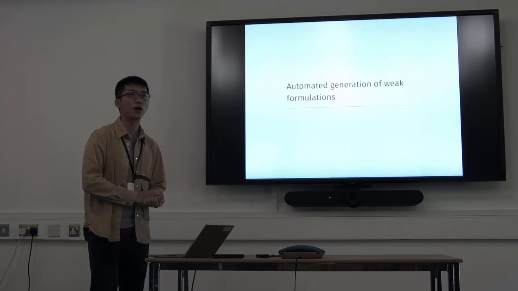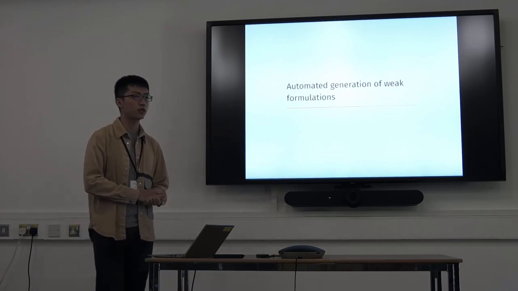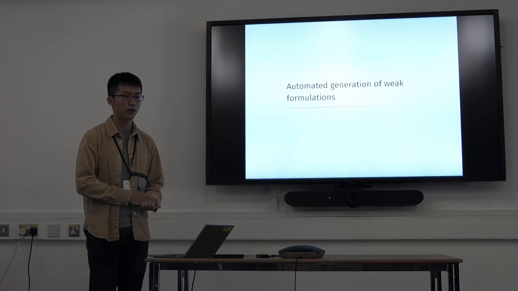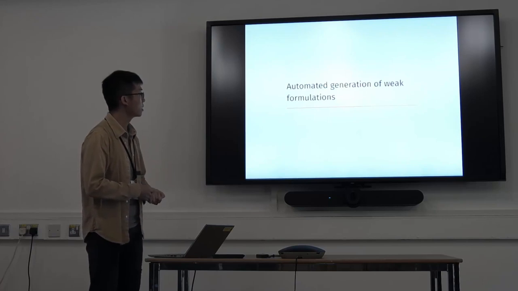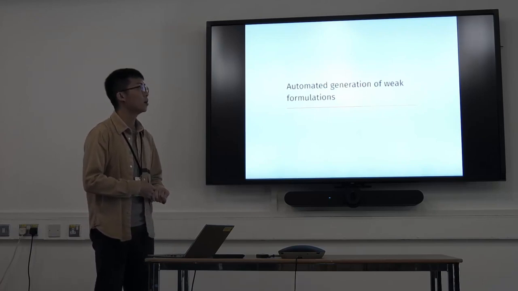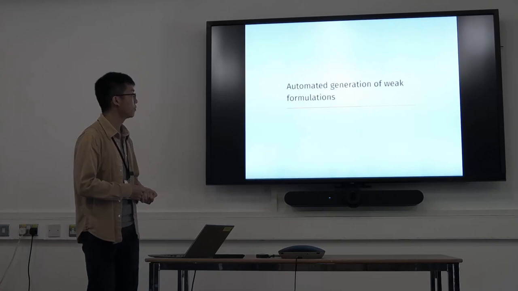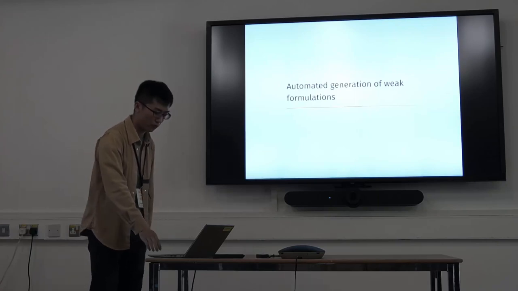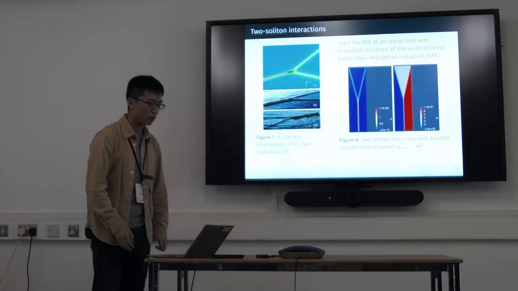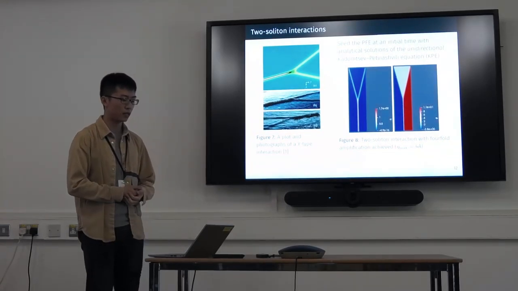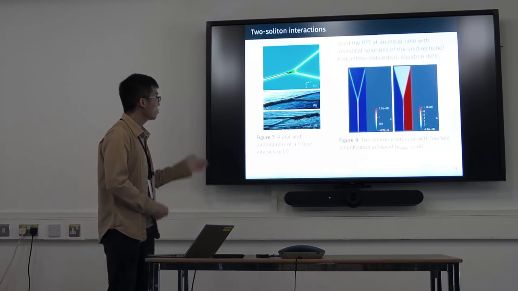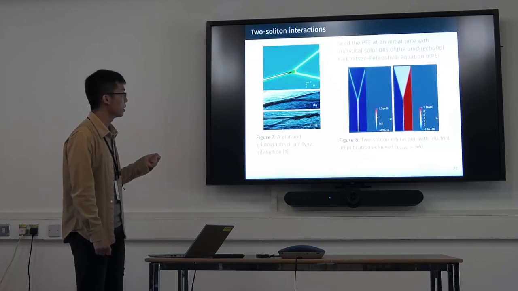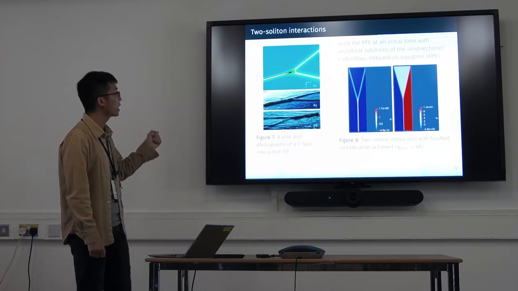Okay, then as just mentioned, these manually derived waveforms are very long and they are prone to human mistakes. So the next part, we are going to introduce the idea of the automated generation of wave formulations. And we are going to apply it in the two soliton interaction test case. These two soliton interactions can be seen in nature and can also be described by a KP equation.